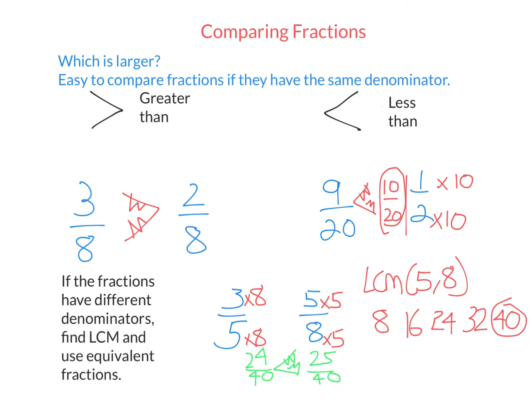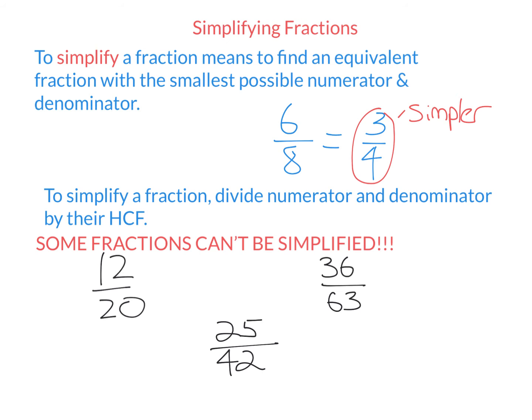All right, let's now look at simplifying. When we simplify a fraction, we're actually finding an equivalent fraction, but we're finding an equivalent fraction that has the smallest possible numbers on the top and the bottom. So before we saw that 6 over 8 and 3 over 4 were the same number.